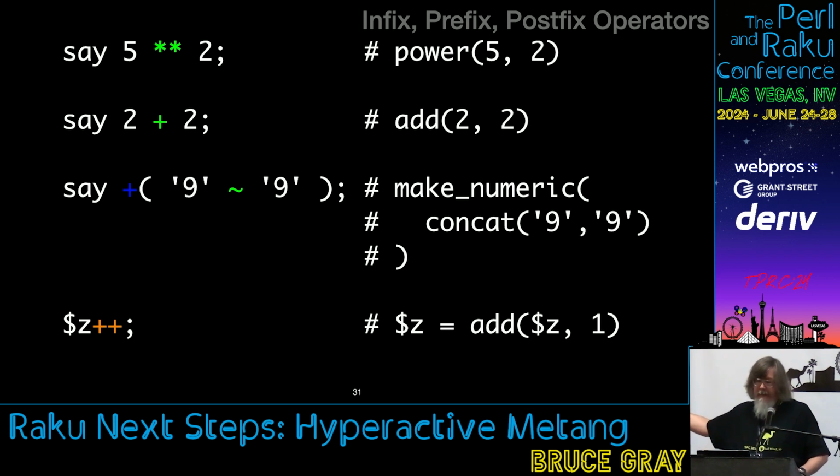The blue plus is a prefix operator for numeric coercion. Raku knows it can't be the infix plus because there's no term to the left of it. These are two different operators, addition and numeric coercion. They're just spelled the same. And the plus plus is an example of a postfix operator, comes after its argument.